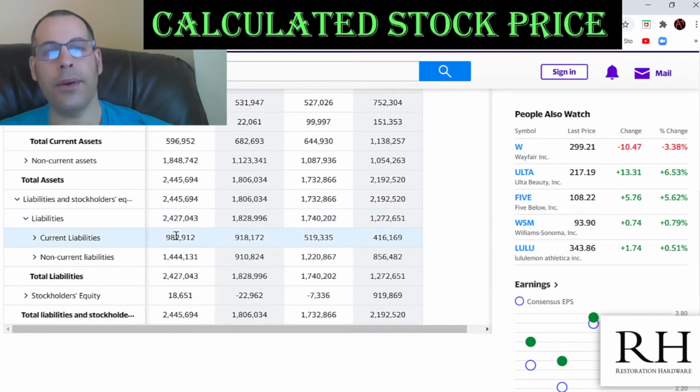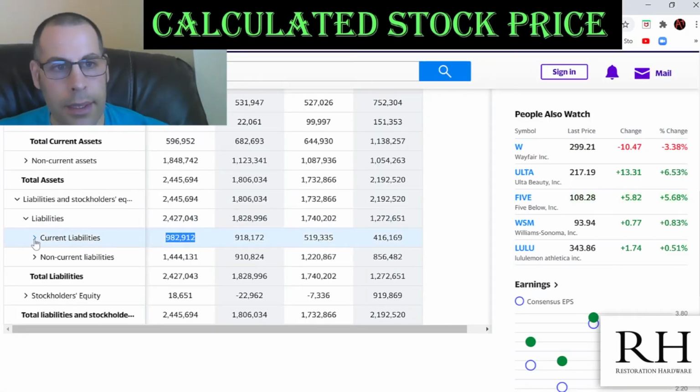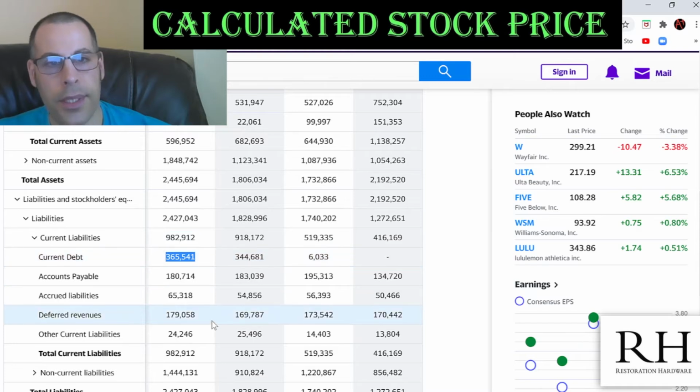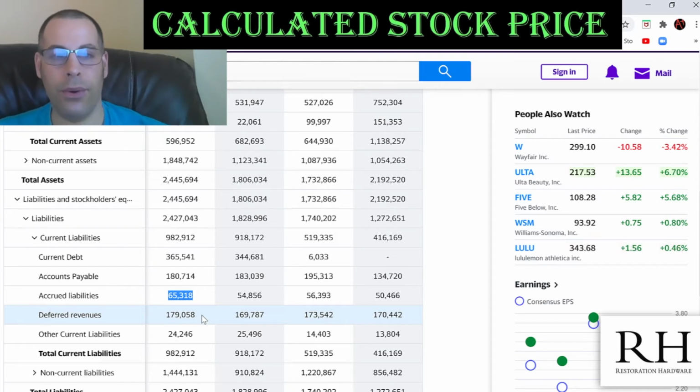We also need the current liabilities to calculate the current ratio. That's $982 million. And let's see what that is. Current debt of $365 million, accounts payable of $181 million. Accounts payable is how much money the company owes its creditors and suppliers in the next 12 months. Accrued liability is $65 million. These are expenses the company incurs but has not yet paid. When it does pay it, it will take it out of accrued liabilities.